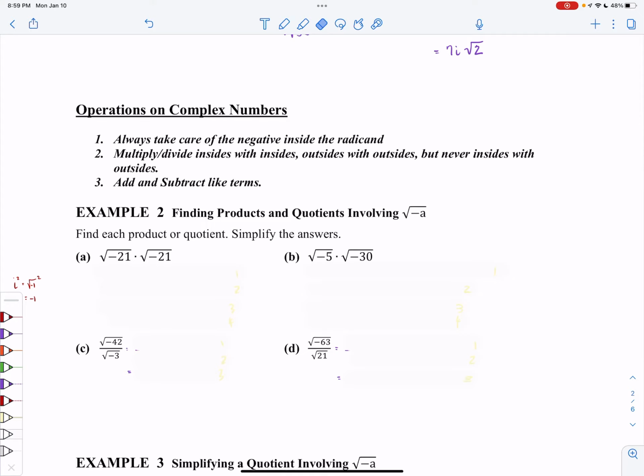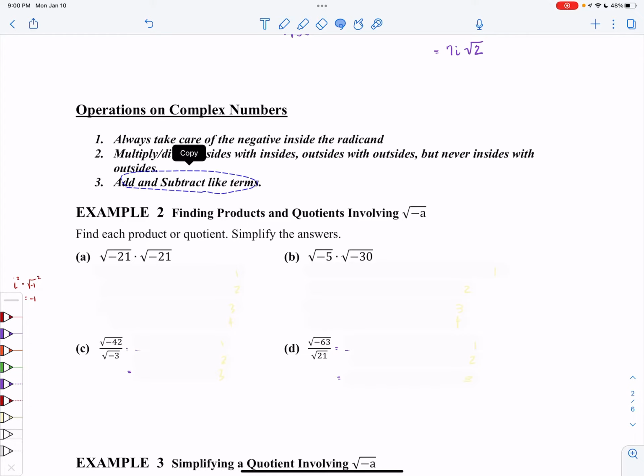I already mentioned that the first rule is to always take care of the negative. Let's take a look at the next two rules. We'll use both of them here in the next couple of sections. Rule number 2 says that you are allowed to multiply and divide insides times insides. You are allowed to multiply and divide outsides times outsides. And you are never, ever allowed to multiply and divide insides with outsides. Rule number 3, when you are adding and subtracting, just combine like terms.